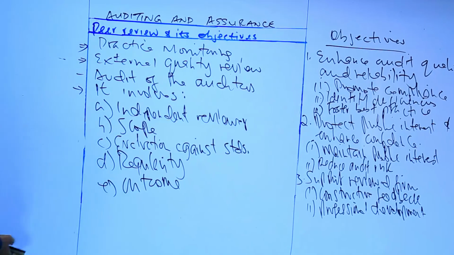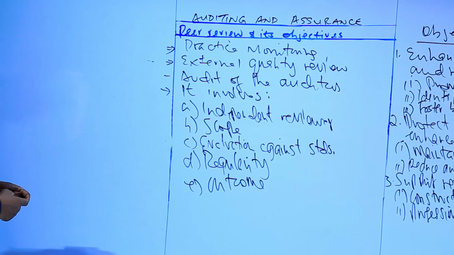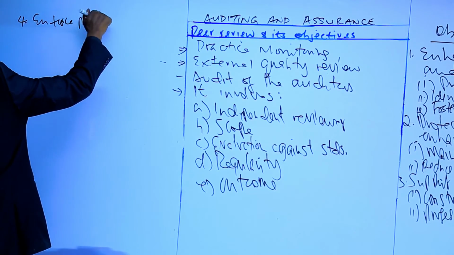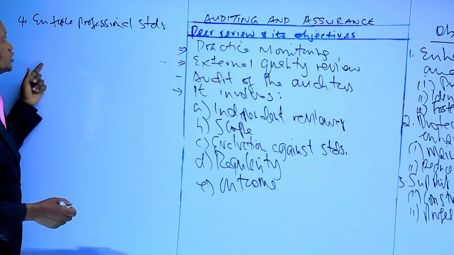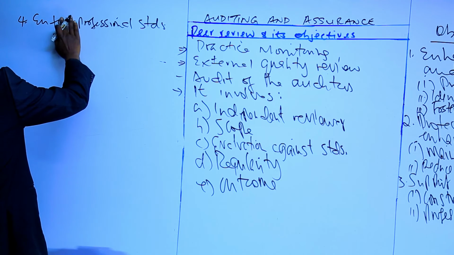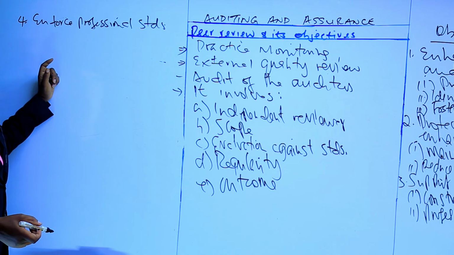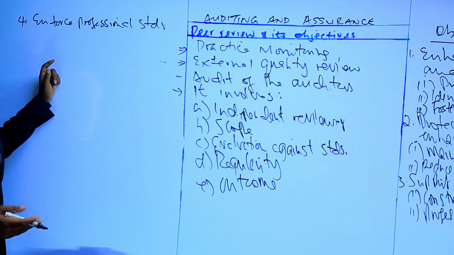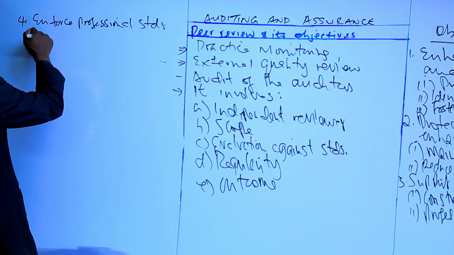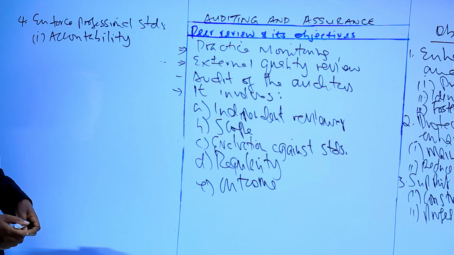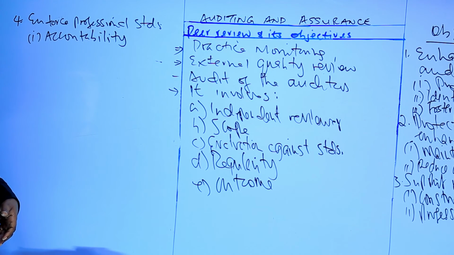Objective number 4. The fourth objective is to enforce professional standards, like accountability. One, through accountability. The purpose of a peer review is to hold audit firms accountable for the quality of their work and their adherence to established professional standards.